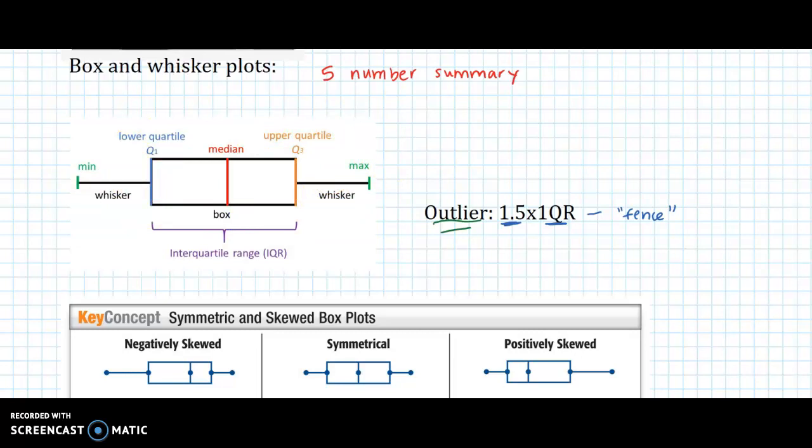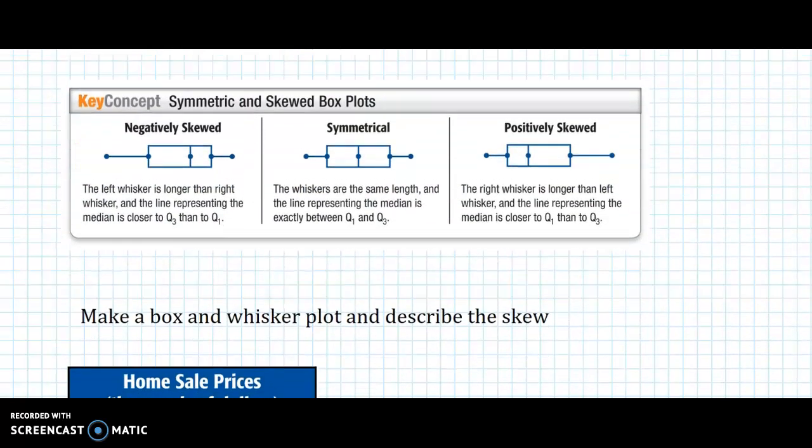Just like with histograms, box and whisker plots are often skewed. So a symmetrical one looks very much like the one that I had above. Your whiskers are about the same length. The line representing the median is in the middle of quartile 1 and quartile 2. And in this situation, your mean and median would be very close together. Just like with histograms, you can be negatively skewed and positively skewed. And the negative and positive are often really just determined by which whisker is longer.